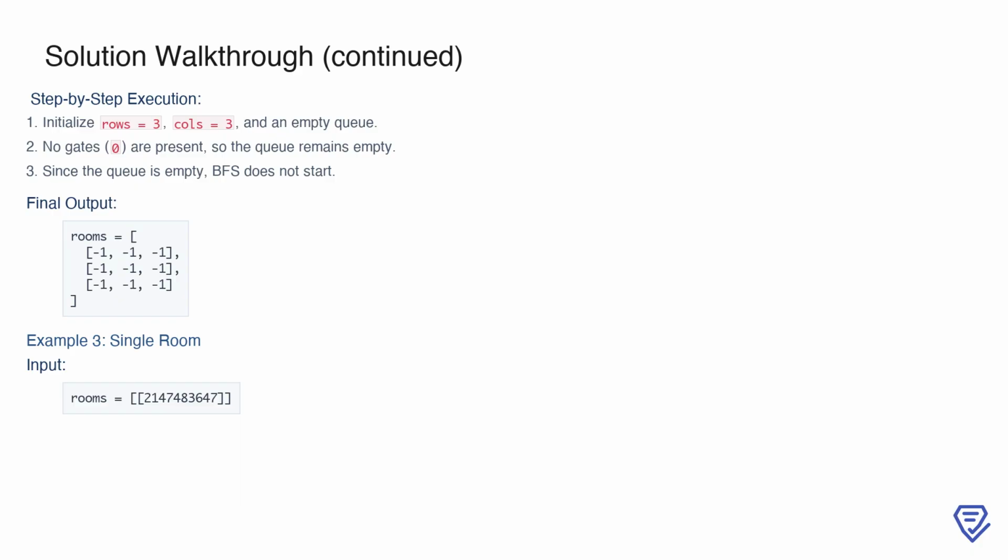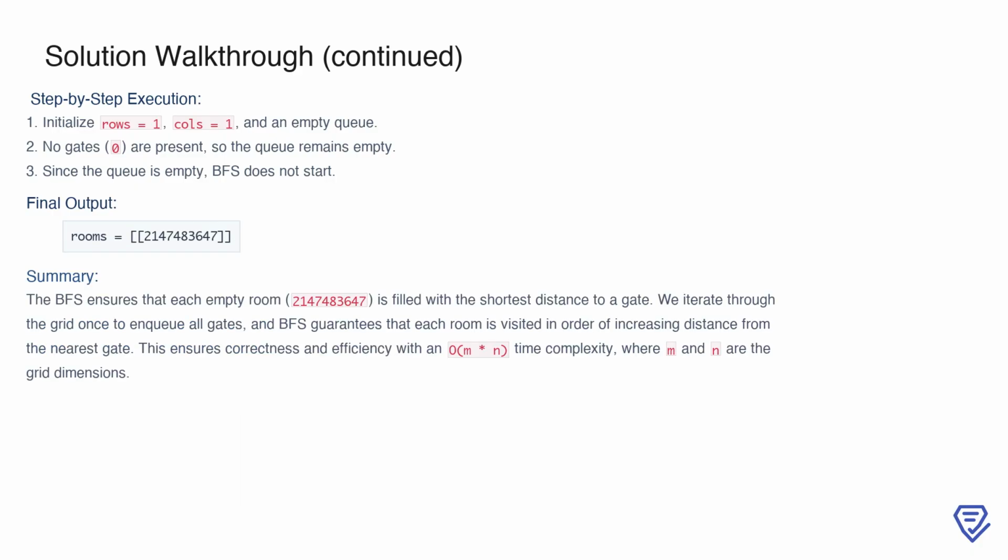Now, let's look at a simpler case where the grid contains only a single room. In the final example, the grid contains just one cell, representing a single empty room with the value 2147483647. After initializing rows, columns, and an empty queue, we again find that there are no gates in the grid. Consequently, the queue remains empty, and no BFS traversal begins. The grid remains unchanged, as there are no gates to calculate distances from.